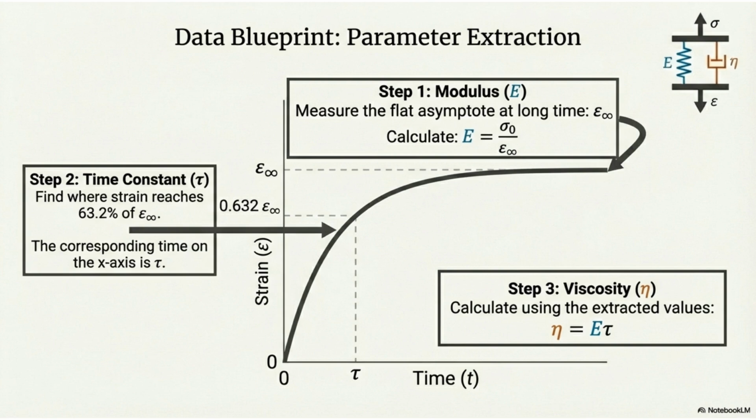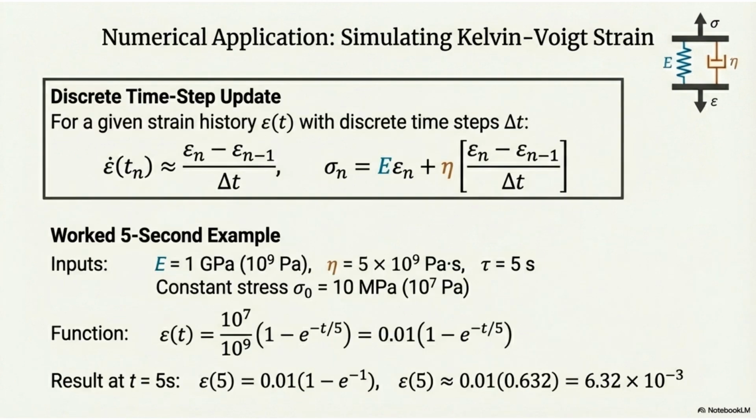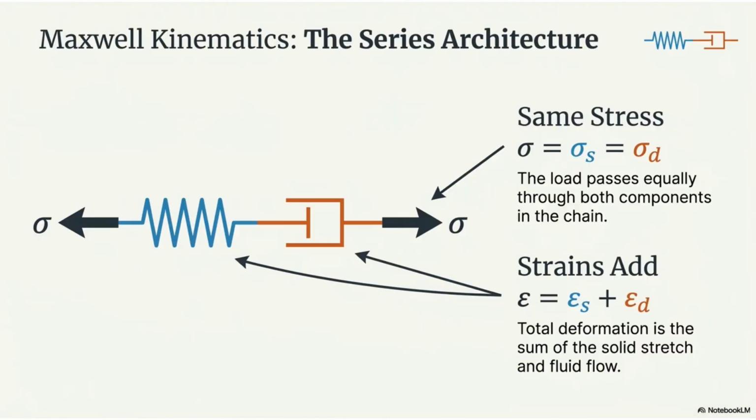The time constant is the time at which the strain reaches 63.2% of the asymptote, and viscosity is calculated using these values. For numerical applications, we can use a discrete time-step update to approximate the strain rate. This allows for simulating the Kelvin-Voigt strain response, as shown in this 5-second worked example. Next, we examine Maxwell kinematics, which features a series architecture.